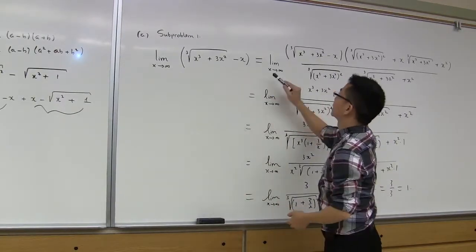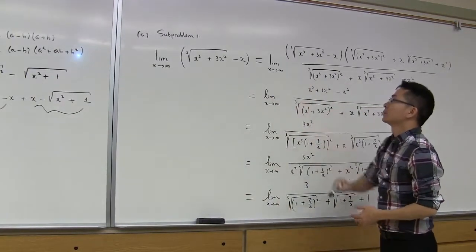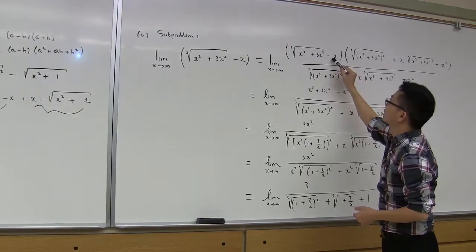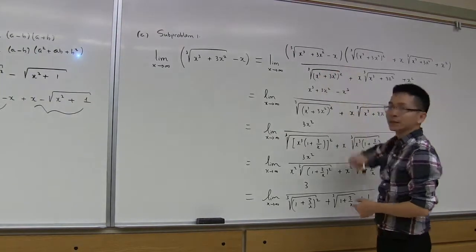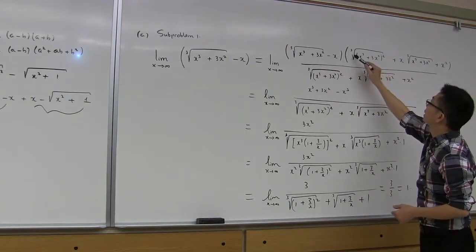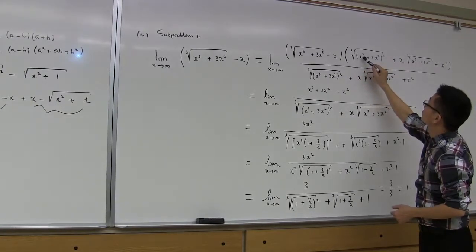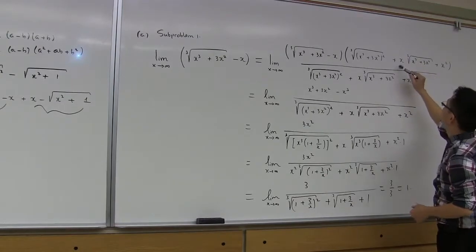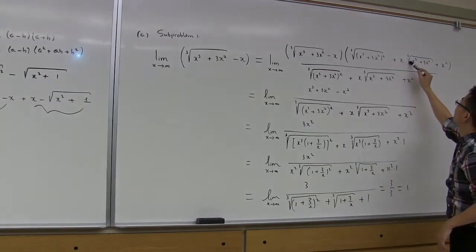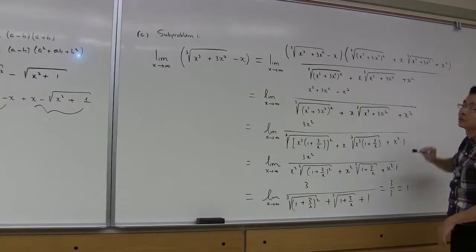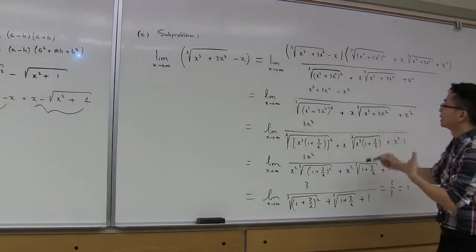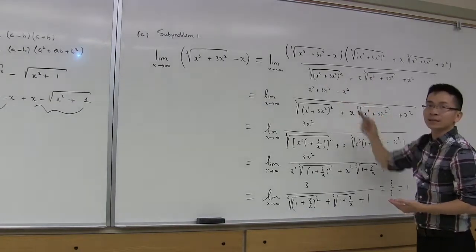So this limit can be written as the limit as x approaches infinity of the cube root of x to the third plus 3x squared minus x. This is again a minus b. And this is a squared, that is the cube root of x to the third plus 3x squared, squared, plus ab. So I'm going to write x first, x times the cube root of x to the third plus 3x squared. And this is b squared, that is x squared. Okay, and again we have to divide by the same thing.